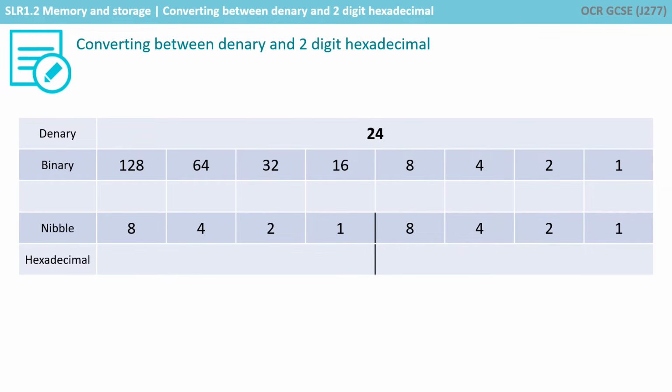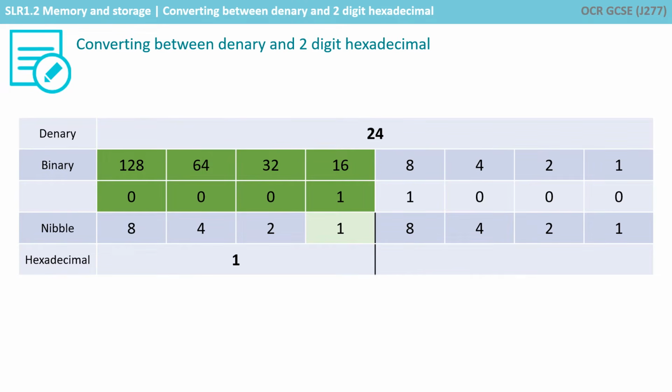Okay, let's look at the number 24. So first we're going to write it out in binary. So there's number 24. It's a 16 plus an 8. We're going to start with our left-hand nibble, and notice we've got our own mini binary weighting line of 1, 2, 4 and 8. We're not using the 16, 32, 64 and 128. So, and we have a 1 in the 1 column. So we place 1 down the bottom there.